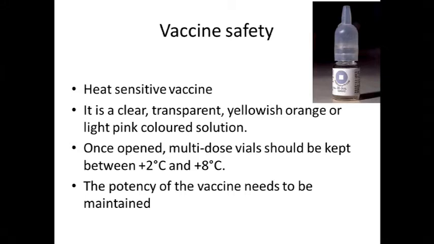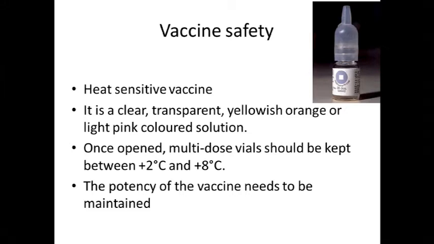Now let's look at how many doses and what the frequency of dosing of oral polio vaccine is. The oral polio vaccine is available as a multi-dose vial. A vial contains multiple doses of the vaccine, in this case around 10 to 20 doses. And one dose of the vaccine comprises 2 drops of the vaccine administered orally.